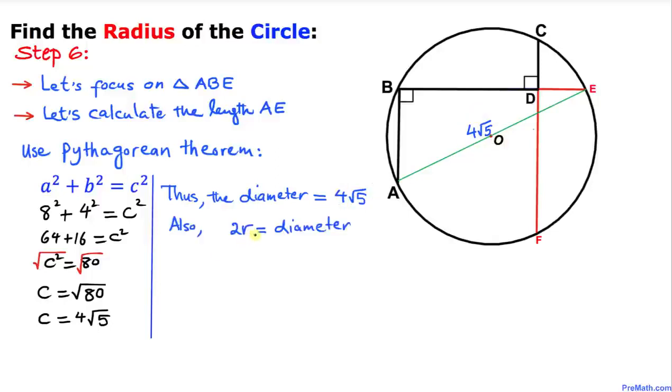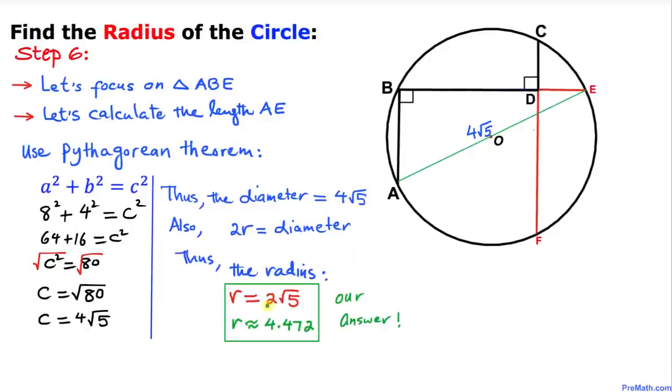And we also know that the diameter equals 2 times r. That means our radius is going to be half of that one. That is going to be 2 times square root of 5. And here is our final answer. R is approximately equal to 4.472.